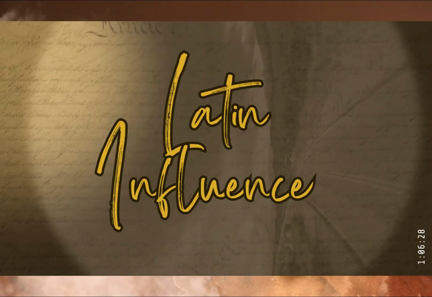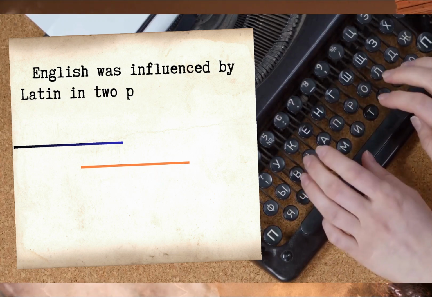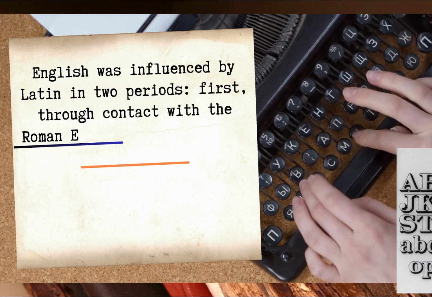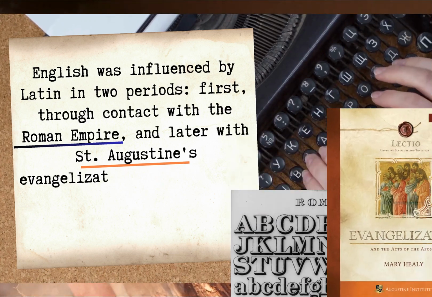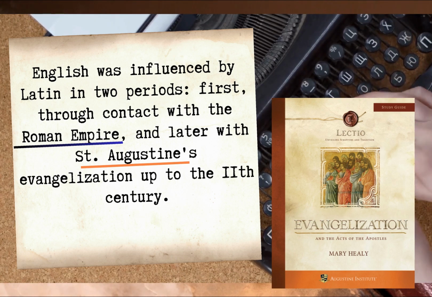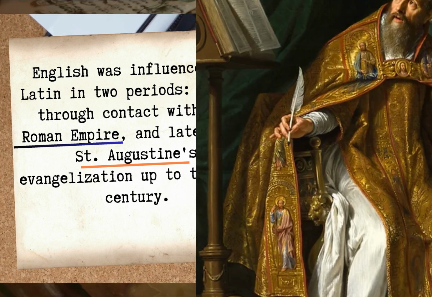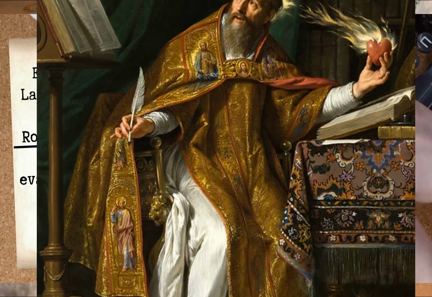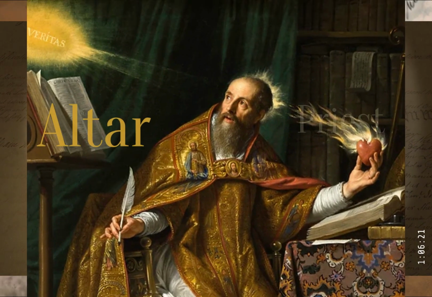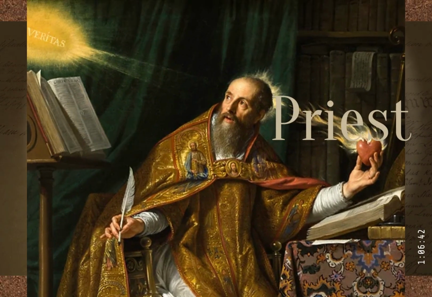Latin influence. English was influenced by Latin in two periods, first through contact with the Roman Empire, and later with the Saint Augustine evangelization of the 6th century. This period introduced religious terms like altar and priest.